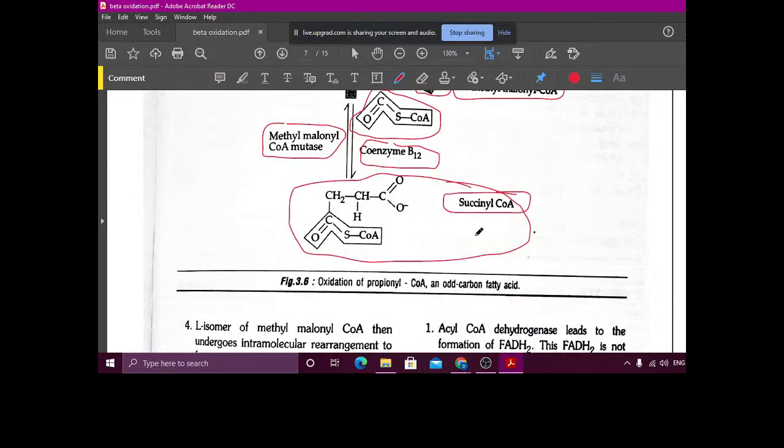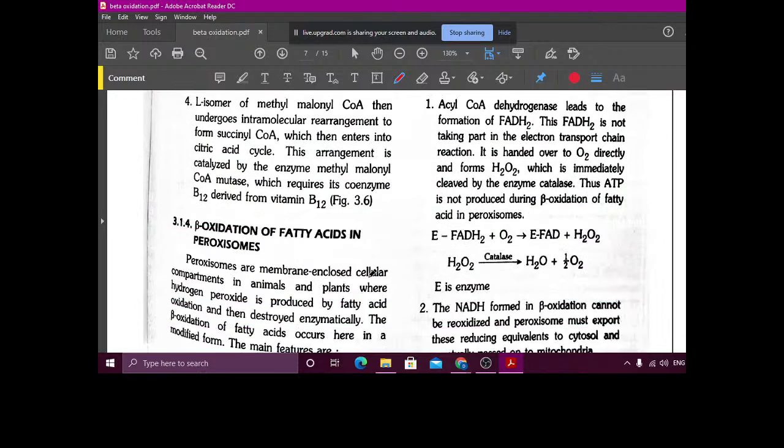This succinyl CoA directly enters into the Krebs cycle and it is oxidized. So this is how odd chain fatty acids are oxidized.